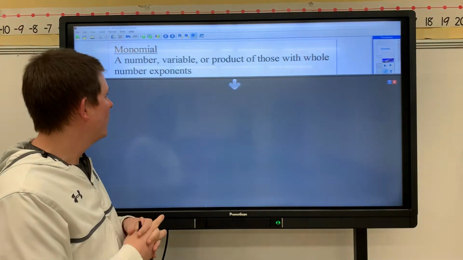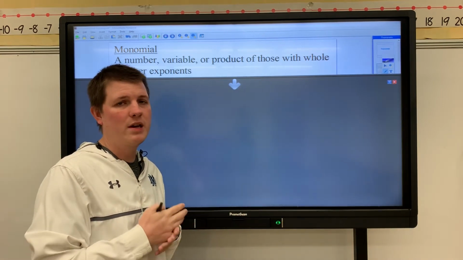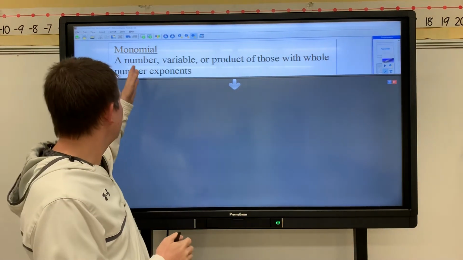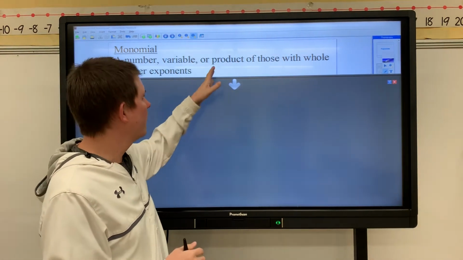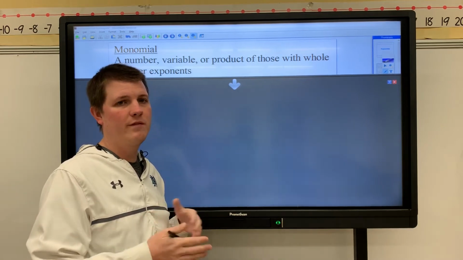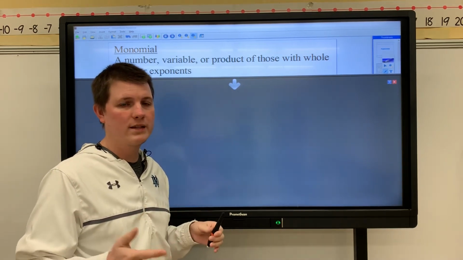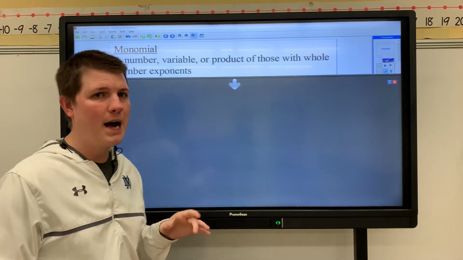The key with a monomial is monomials are basically anything that we have in math, and we've dealt with these a lot, we just haven't called them monomials. So it's a number, just a number like 4, a variable like x, or the product of those, product meaning multiplication. So when we take a number and a variable times each other, like 4x or 8 times x times y, which is 8xy. Here are some examples of monomials.